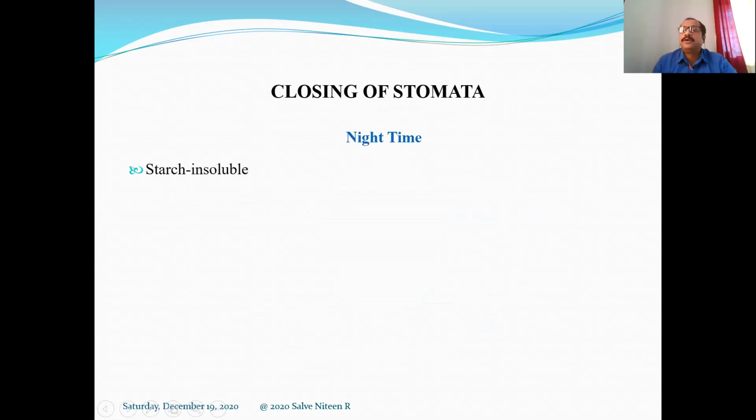You see, during nighttime, whatever sugar is synthesized during daytime is converted into starch. And you know, starch is a polysaccharide, an insoluble sugar, an insoluble compound. So the osmotic concentration or osmotic pressure of the guard cell decreases. Diffusion pressure deficit of the guard cell decreases. And when it decreases, it loses water to the surrounding accessory cell or subsidiary cell by the process of osmosis.